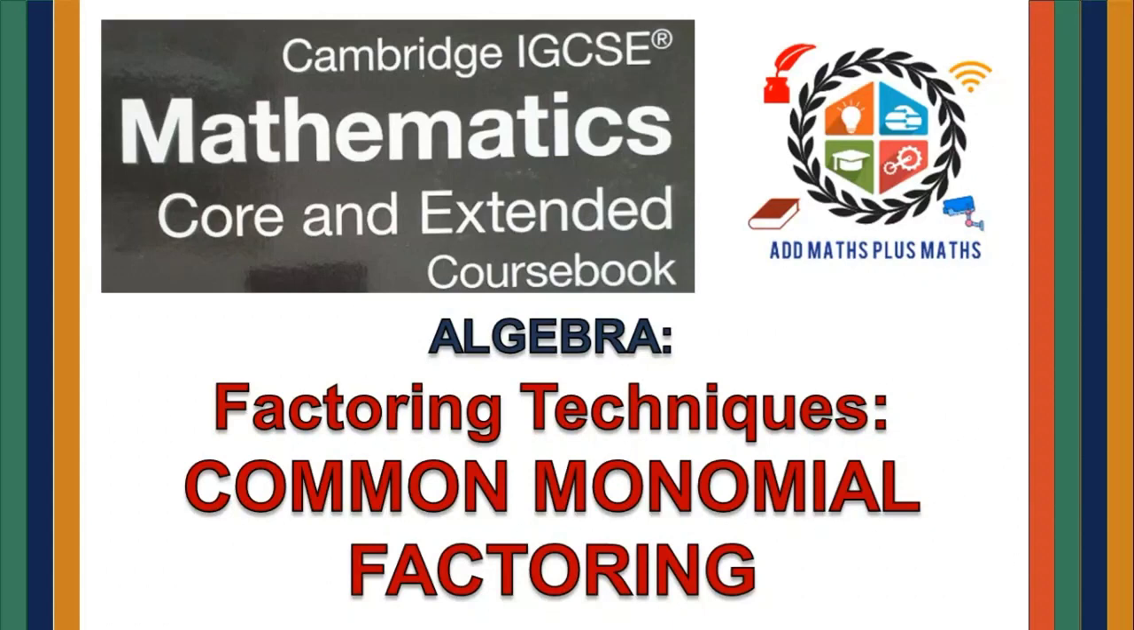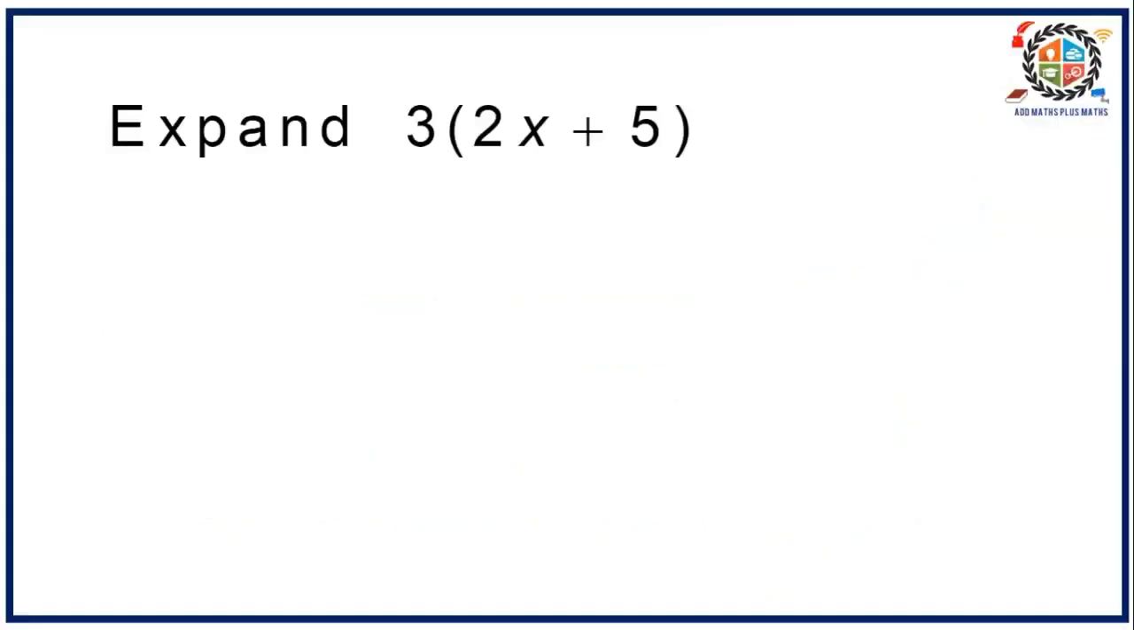But before I go to common monomial factoring, let me discuss first what is factorizing. When you are expanding, recall that you have to distribute the number outside of the bracket to each term that is inside of the bracket. For example, here I have 3. I'll multiply it to 2x. It will become 6x. And this 3, I'll also need to multiply to 5. It will become plus 15. The result of expanding is 6x plus 15.